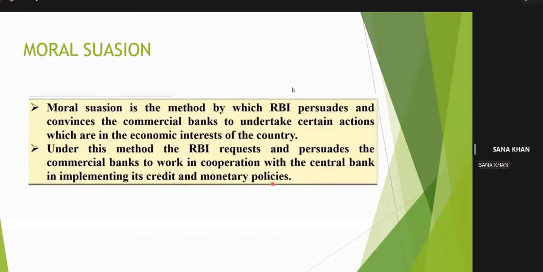Then we have moral suasion. Moral suasion here means they will impose certain restrictions on commercial banks. They will release some rules and regulations that they want the commercial banks to follow. Like SLR, CRR and all, there are so many rules and regulations they will be issuing. Notices and orders will be issued to the commercial banks, that you have to contribute something for the economic interest of the country.